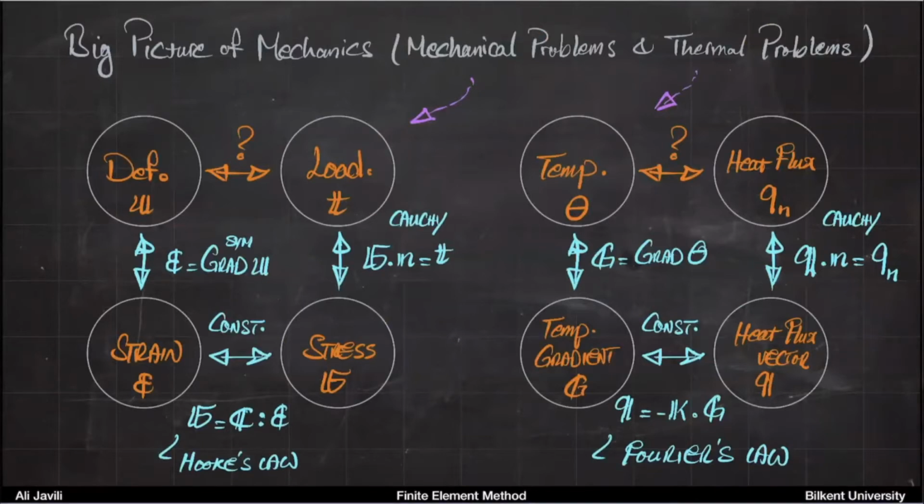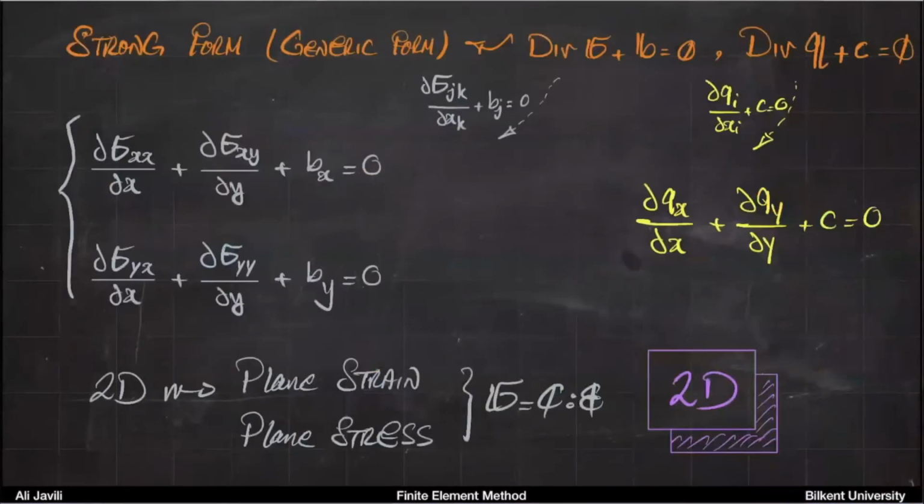And then we also mentioned that if you want to think of the big picture of mechanics, whether it's a mechanical problem or a thermal problem, it's very similar. And the important thing for you, the take-home message from all this discussion, was that the strong form, the governing equations that we had to start with, it's now for mechanical and thermal problem very similar. It's basically the divergence of that flux.